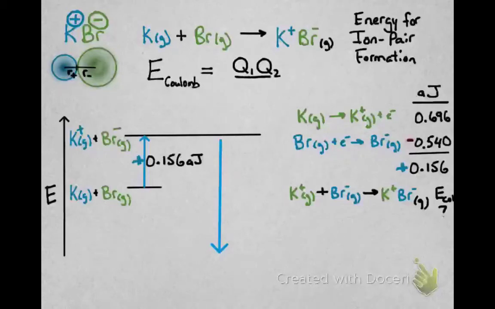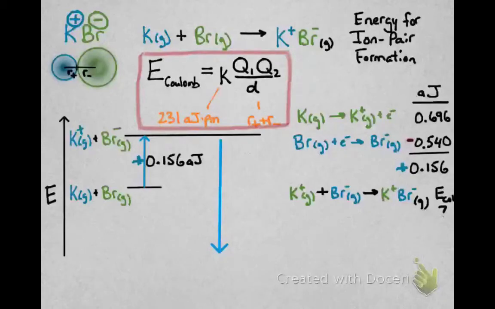Okay, and Coulomb's law, as you recall, is this, where d is the distance between the ions, which is calculated from the radius of the cation plus the radius of the anion. Q1 and Q2 are the charges on the cation and the anion, and k is a proportionality constant, which is given, and in this case has units of attojoule picometers. Now, energy then for this attractive force is equal to 231 attojoule picometers times the charges of the ions.